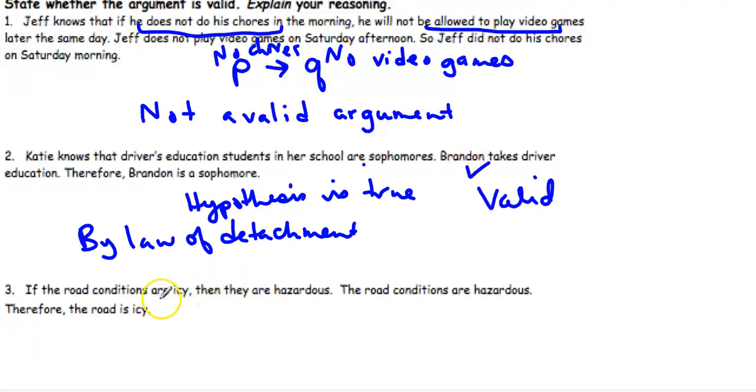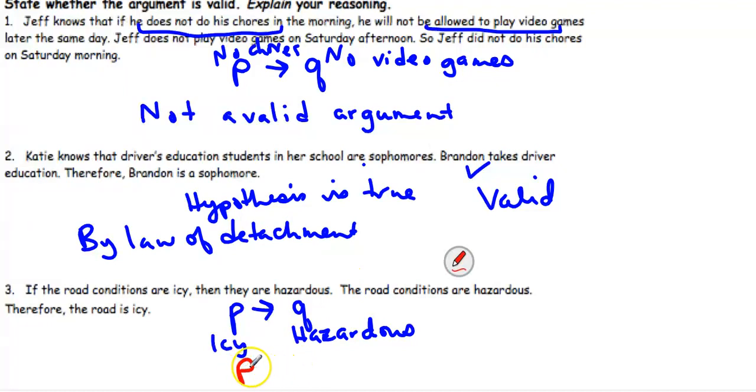All right, so then let's look at this last one. If the road conditions are icy, then they are hazardous. The road conditions are hazardous. So pay close attention to the first one and the third one. Roads are icy, then they are hazardous. Icy roads, hazardous. But then it says the road conditions are hazardous. So our second statement is that the conclusion is true. So the second statement says Q is true.